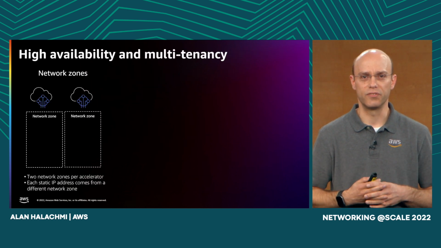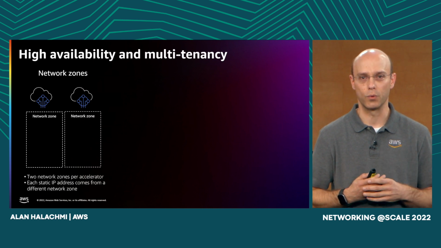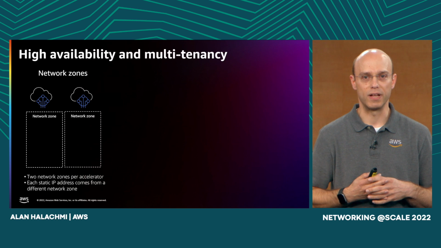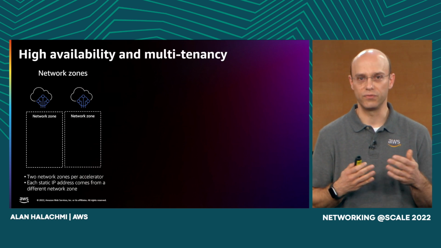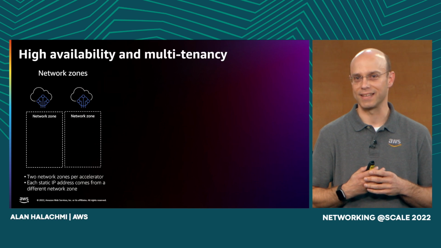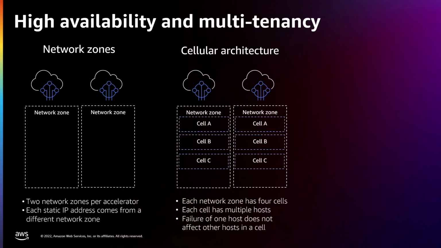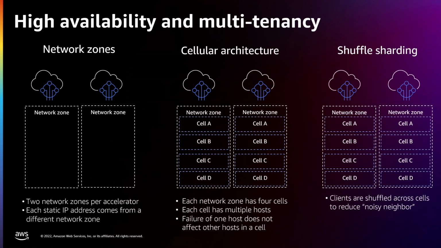Each Global Accelerator point of presence provides 2 independent network zones per customer accelerator. The network zones are independent hardware and software stacks. Each network zone is responsible for 1 of the 2 IPv4 and optionally 2 IPv6 Anycast addresses per accelerator. Within each network zone, we employ a cellular architecture that allows for independent, isolating failure domains within the networking zone. Finally, we shuffle shard customers across the cells in the network zones. With shuffle sharding, we're able to reduce correlated customer impacts in direct proportion to the number of cells we have.